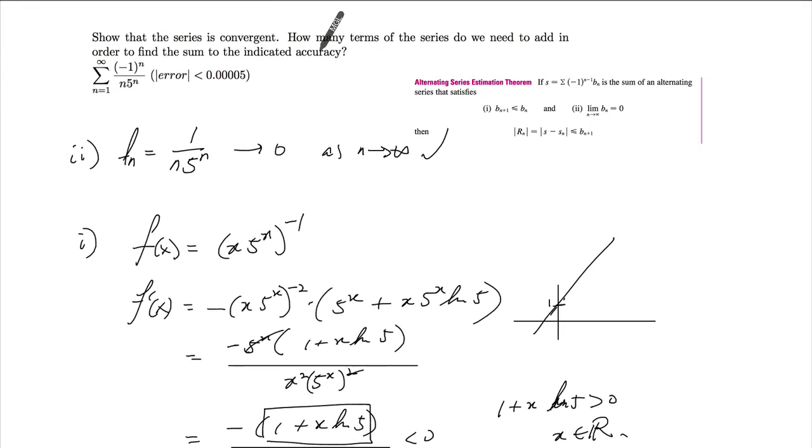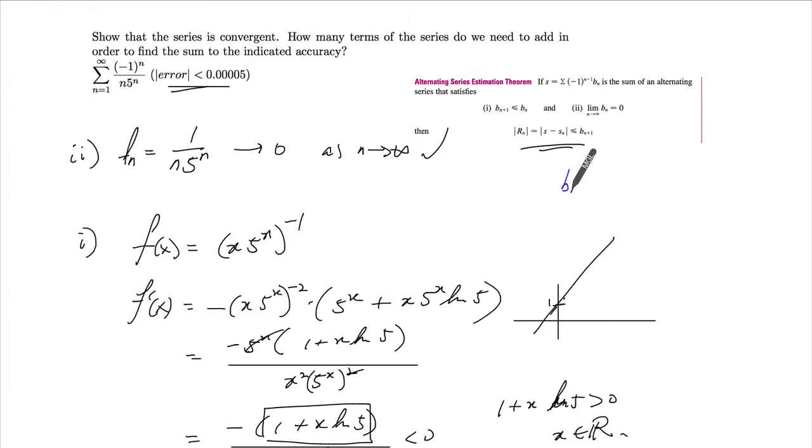Okay, now we have the second part. How many terms do we need so that we get our accuracy to be smaller than 0.00005? Now we use this here. We considered bn plus 1. So bn plus 1 is, right, 1 over n plus 1, 5 to the power of n plus 1.